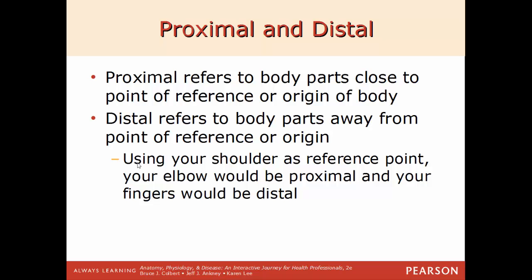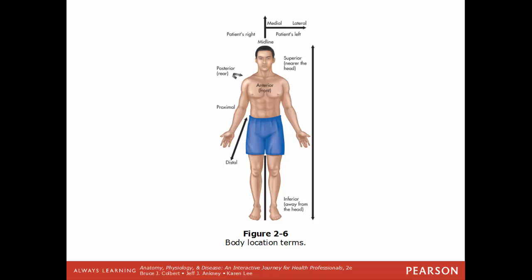So using, say, your shoulder as a reference point, your elbow would be proximal to that, and your fingers would be distal. So comparing your fingers and your elbow, your fingers are further away from your shoulder than your elbow is. So if you're using your shoulder as a starting point, because the elbow is closer, it's in a closer proximity. That'd be proximal. Fingers are further away or further in distance away. That'd be distal.